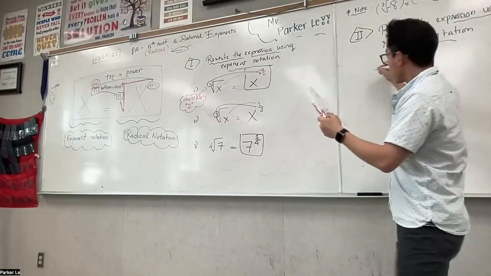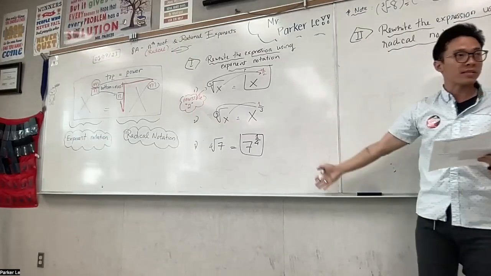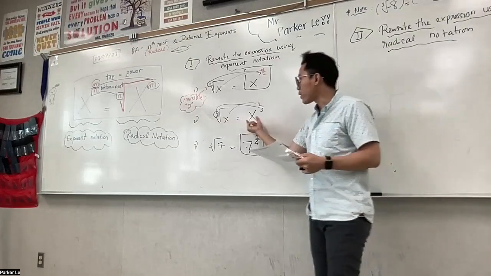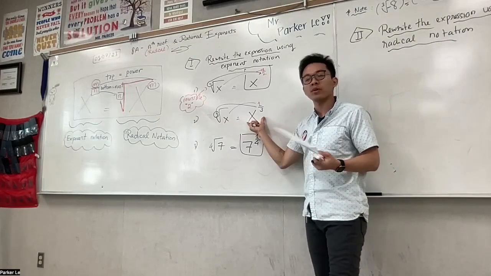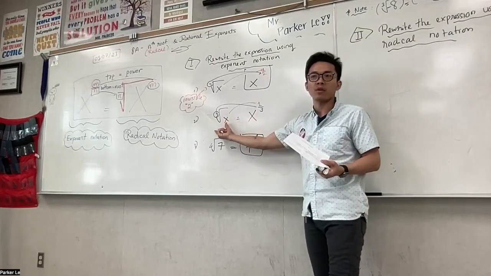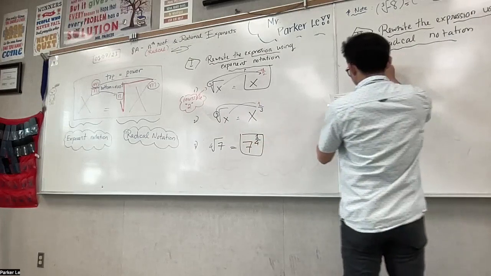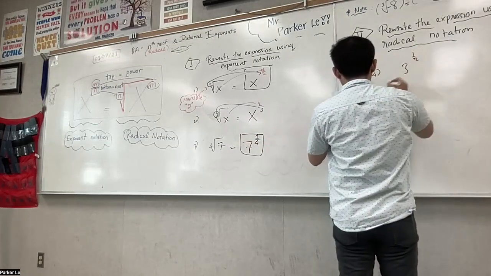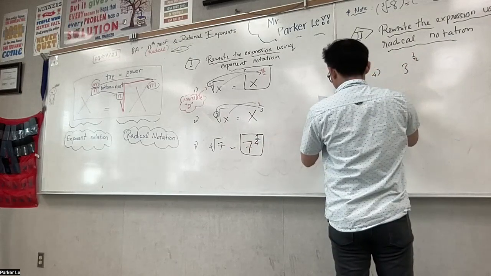All right. Now, since those were the only three examples for that one, I'm going to the other direction. I'm gonna give you exponent form. You're gonna give me radical form. Do the opposite. Yes, exactly what we're gonna do. Do the opposite.